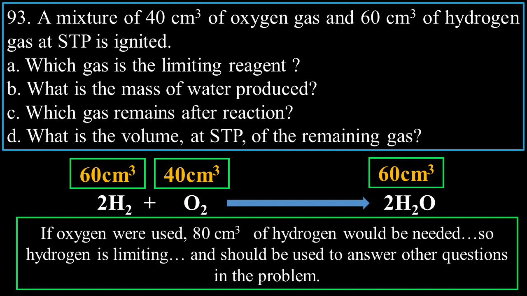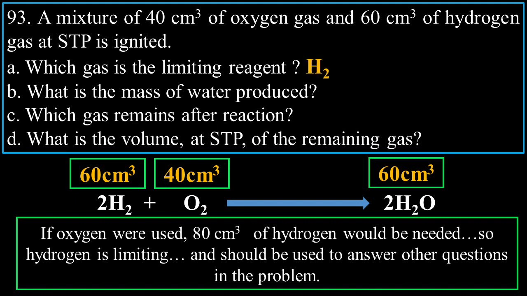So, because the hydrogen to water is 2 to 2, or 1 to 1, I'm going to produce 60 cubic centimeters of water. So that's going to be the answer to that part of the problem. So we've now established that hydrogen is the limiting reactant.